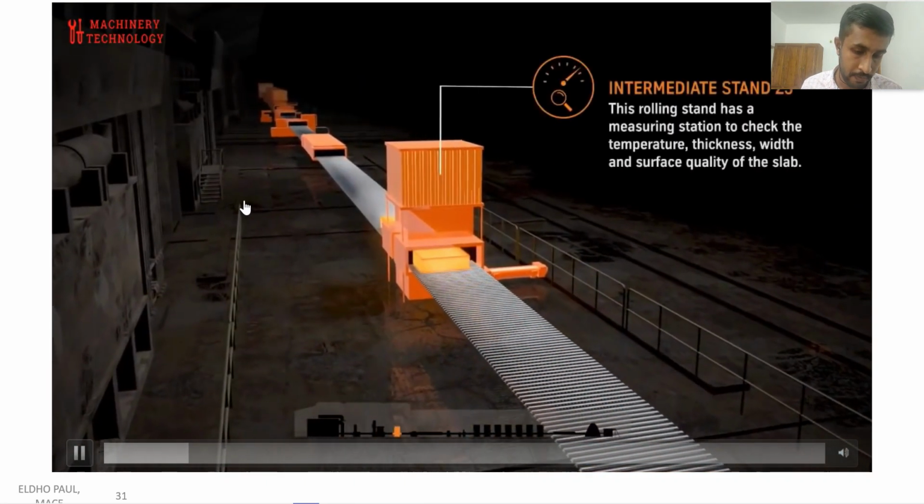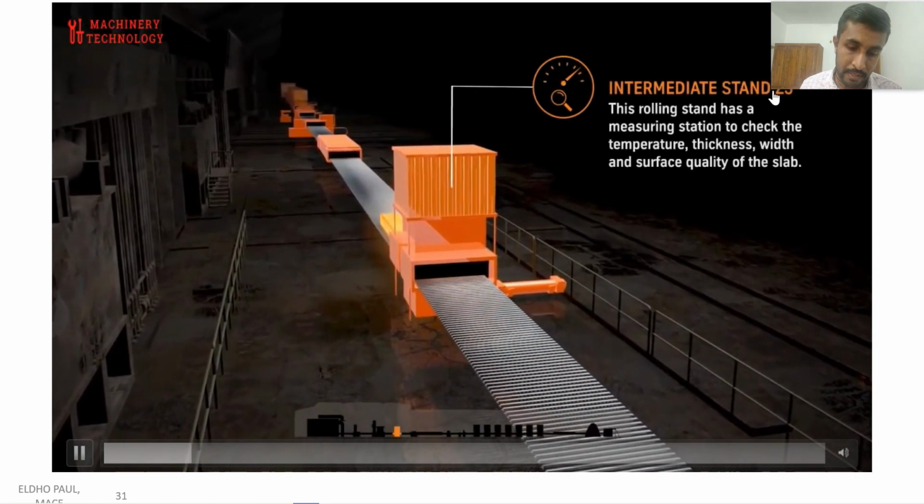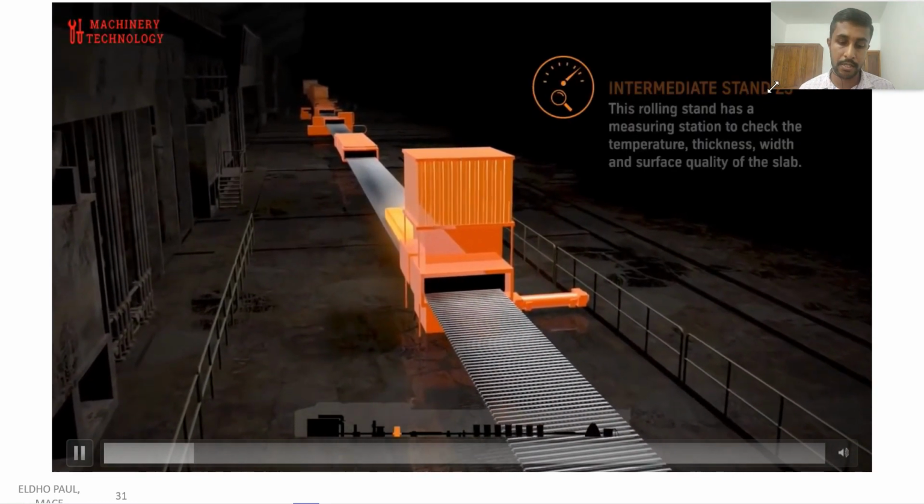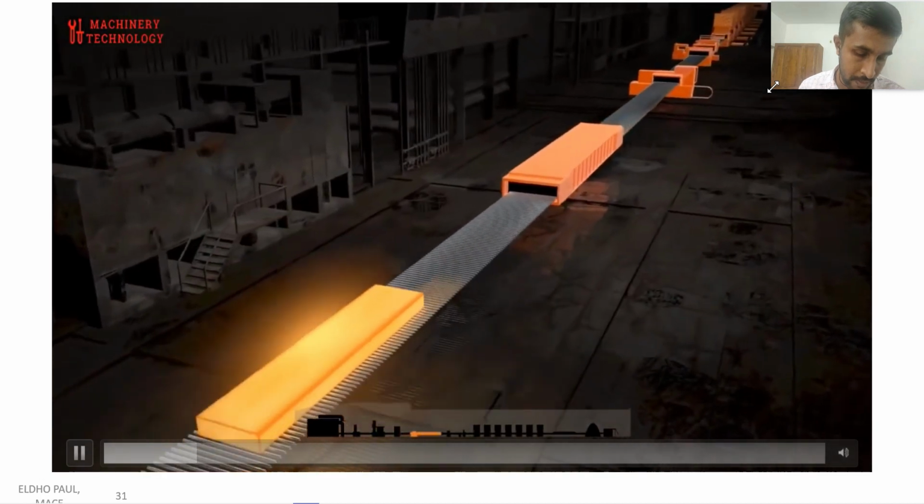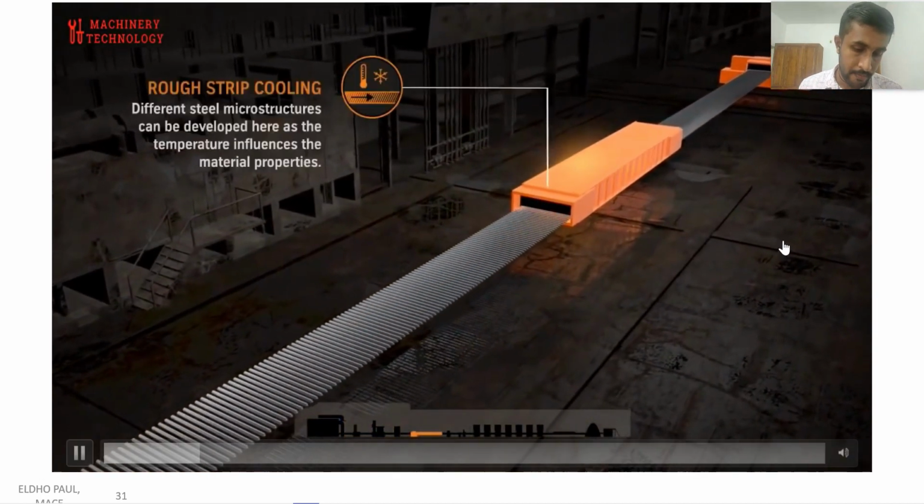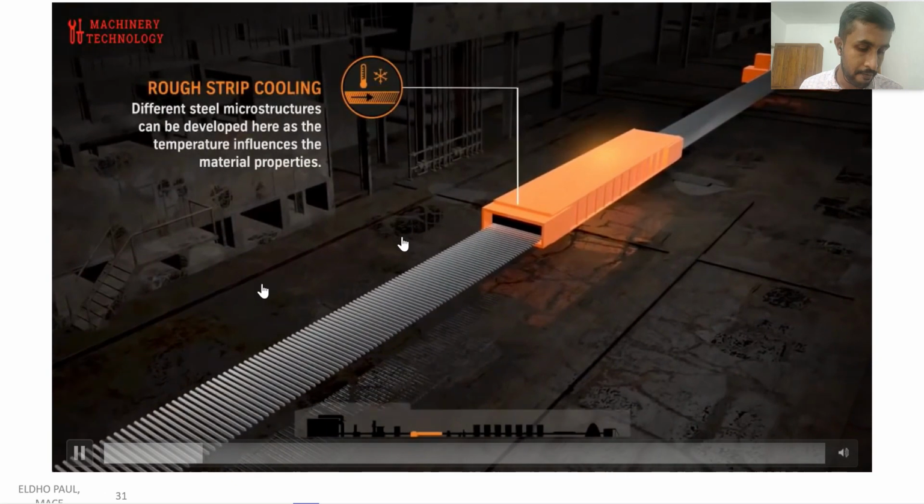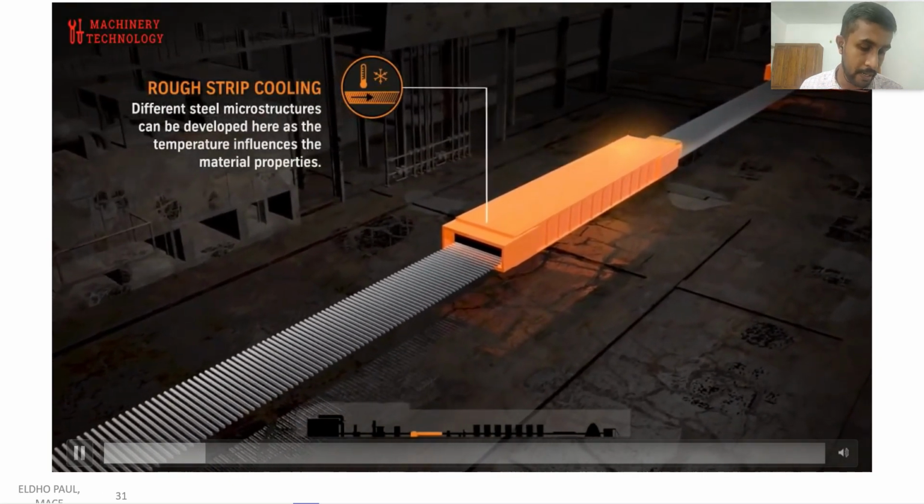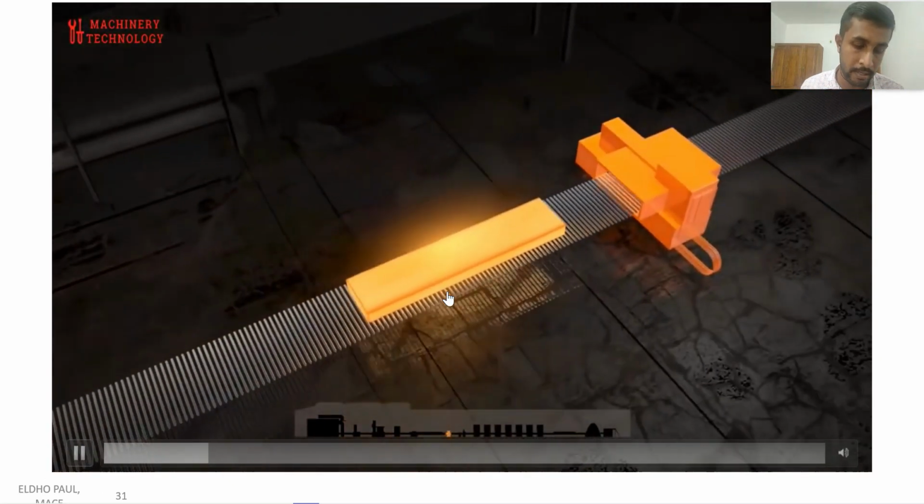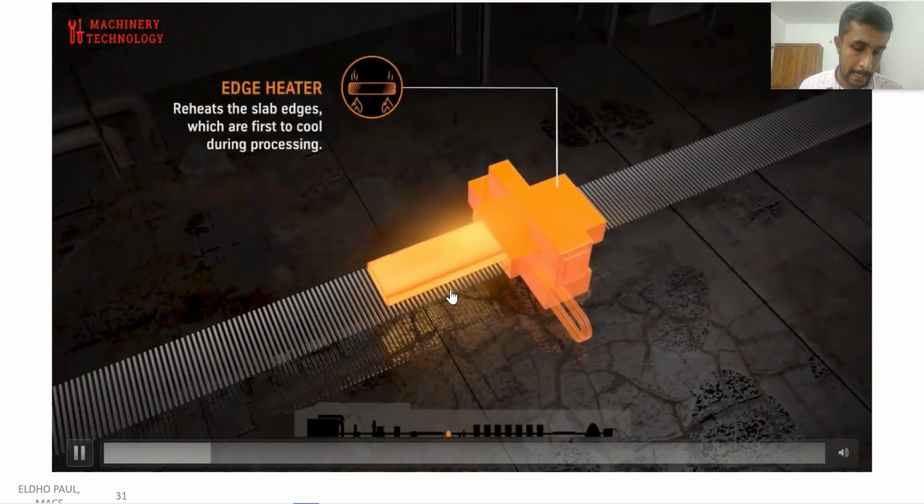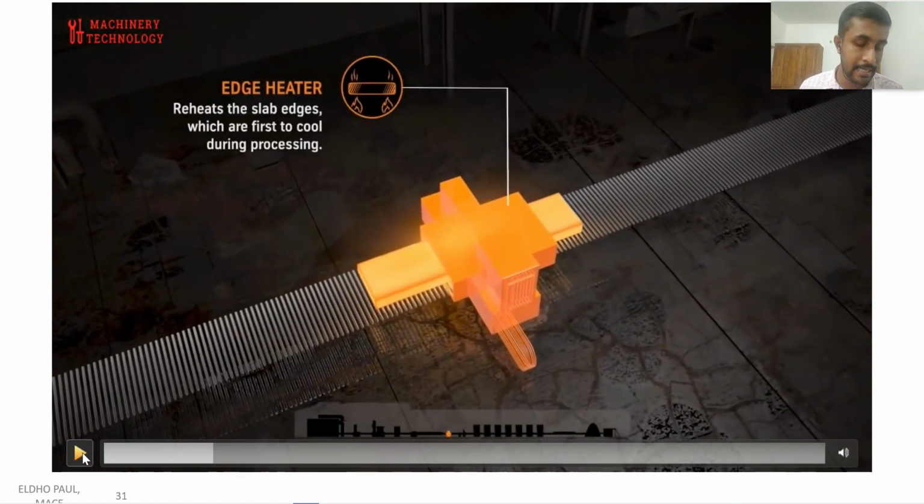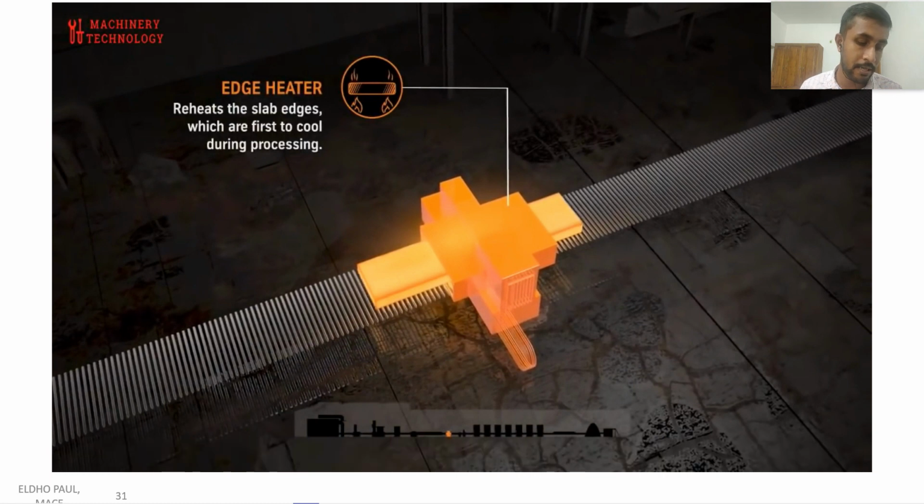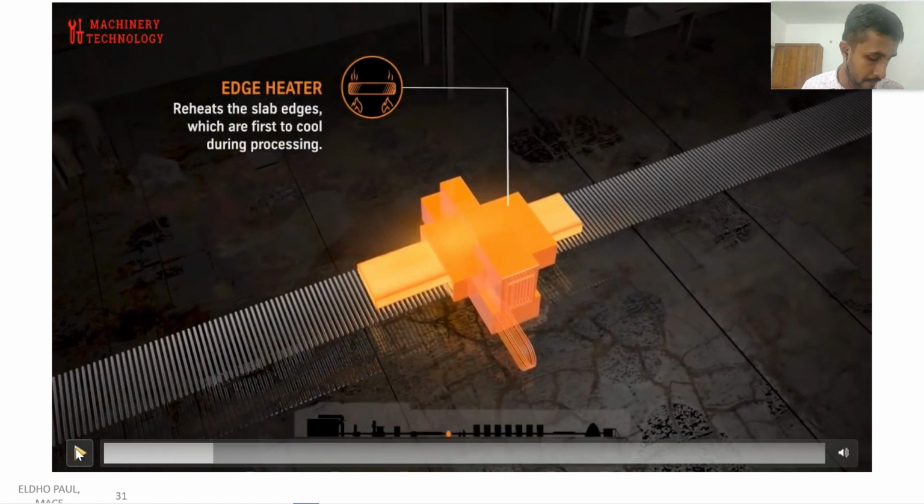Then the intermediate stand. This rolling stand has a measuring station to check the temperature and other parameters. Next is rough strip cooling. After this, we cool the product. Different steel microstructures are developed by this cooling process. Then the edge heater reheats the slab edges, which cool first during the process, because heat conduction in the edge area is higher than in the center region of the workpiece. So we need to reheat the edges to maintain a uniform temperature of the workpiece.